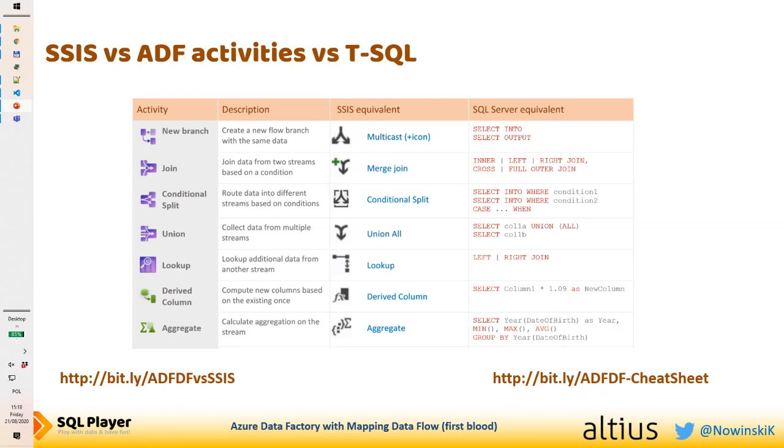Yeah. So not in this slide, but here you have the links where you can download this cheat sheet and check the whole page. It is an A4 format with a whole table explaining the mapping of those capabilities between SSIS activities, the activities in mapping data flow, and T-SQL in SQL Server. So I hope this at least answers the second question.